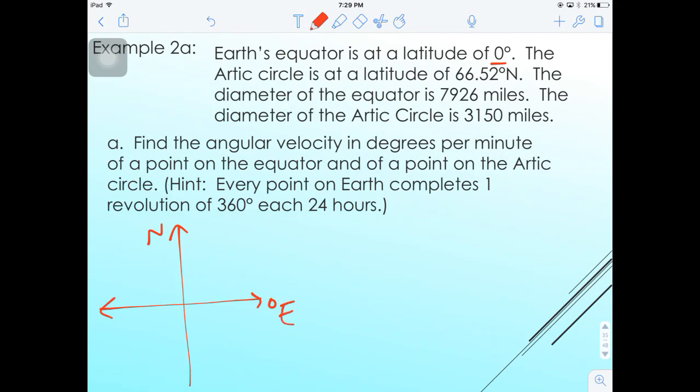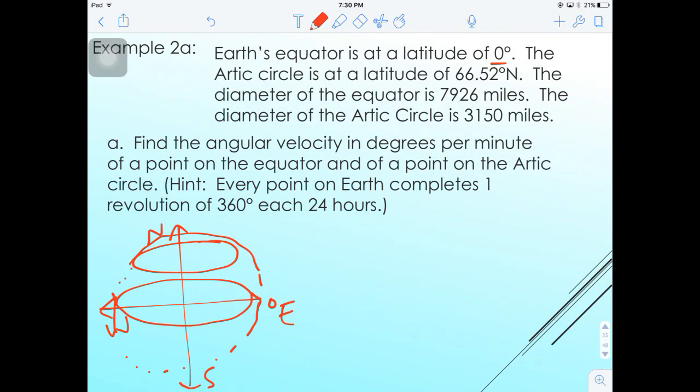Okay, and then the Arctic Circle is at a latitude of 66.52. So if you look at the big circle that involves the equator, it looks kind of flat like this. And then the one on top is going to be your Arctic Circle. So think of this as a bigger piece of the globe.